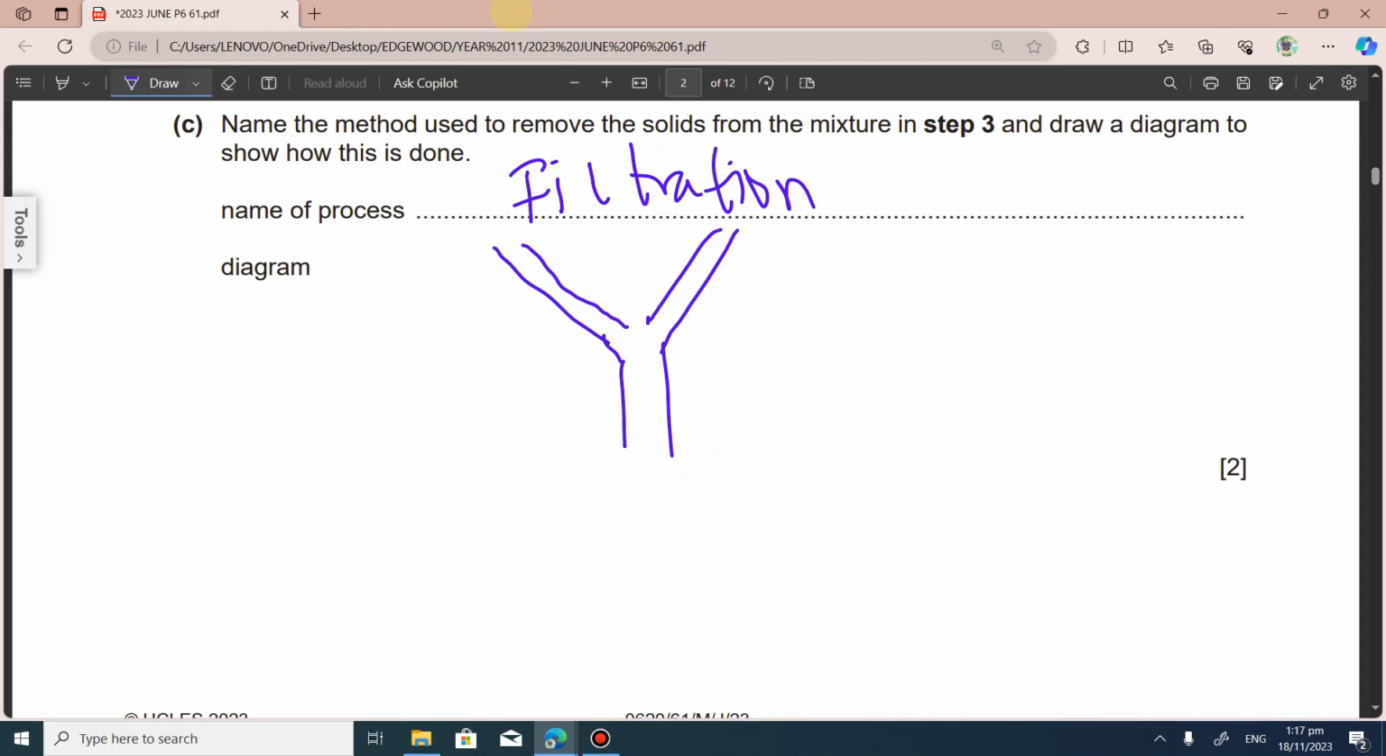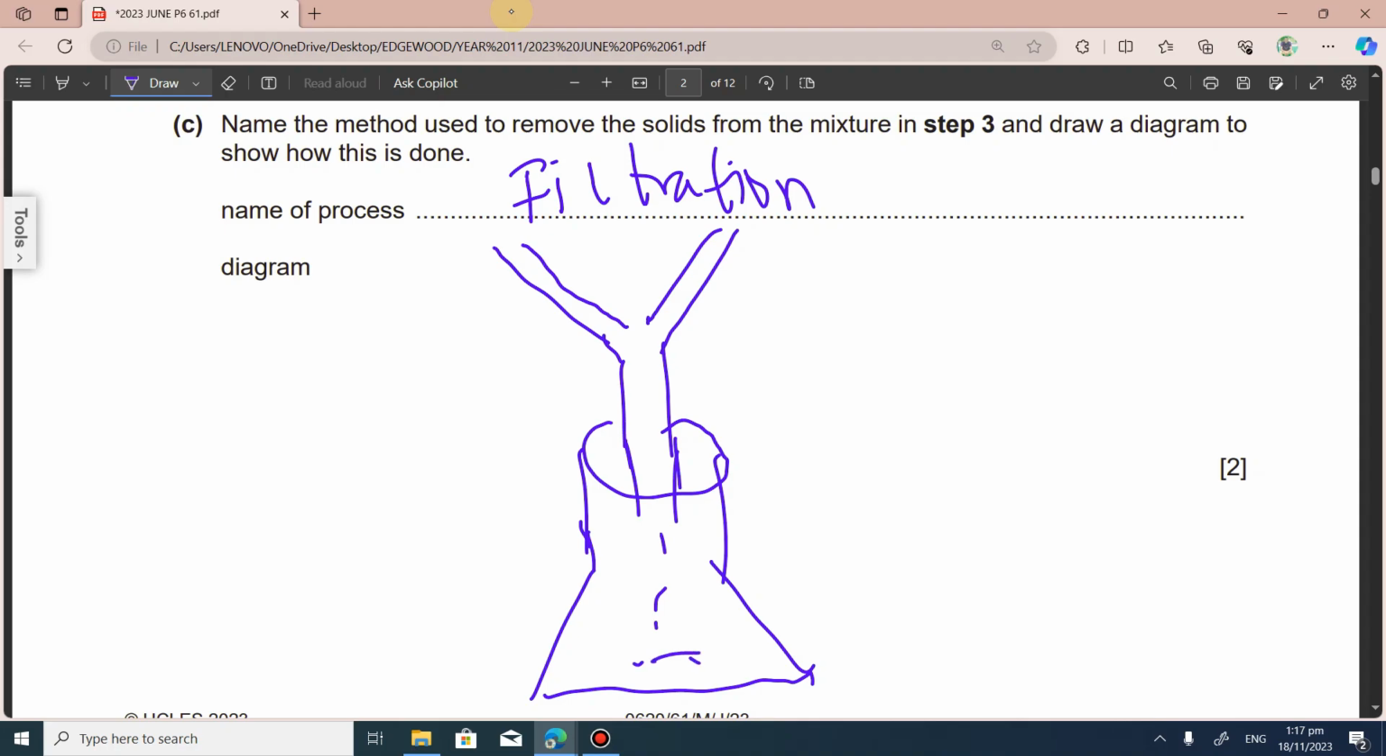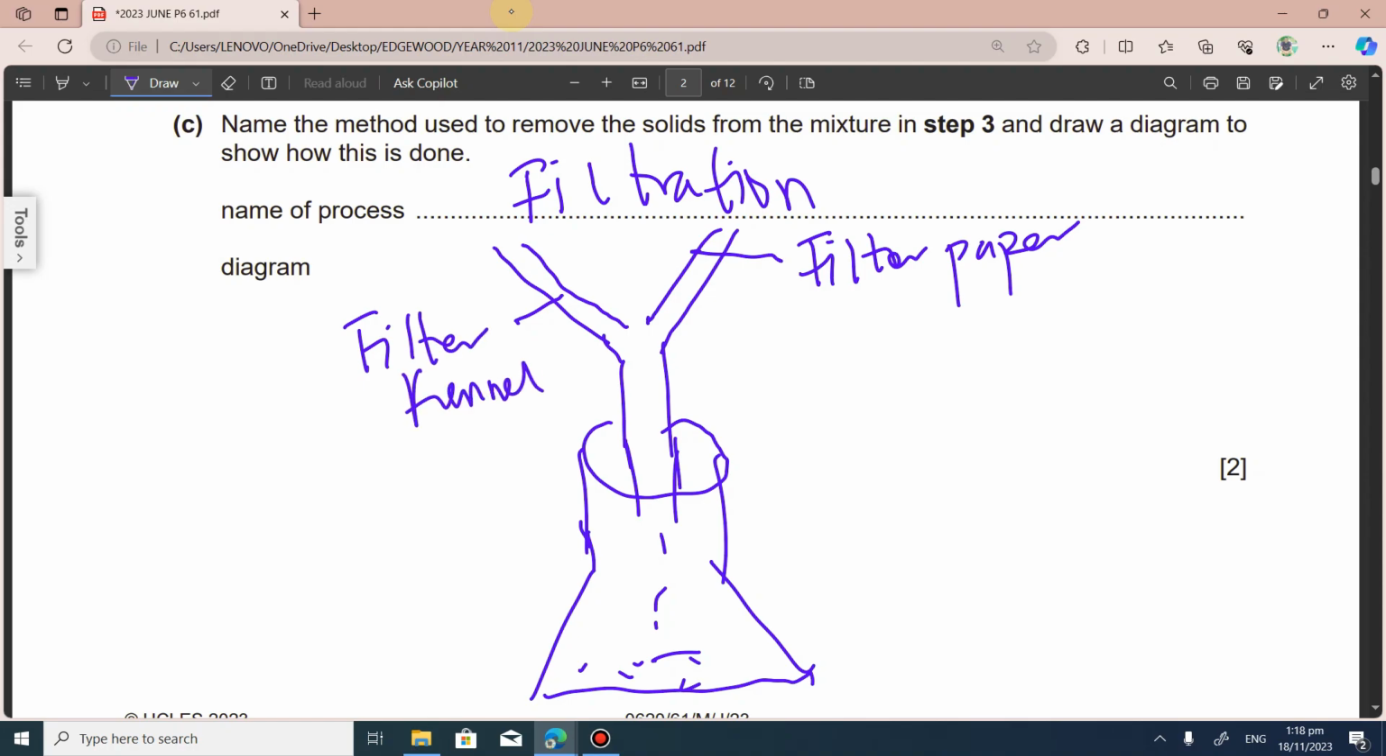The essence of drawing the conical flask is to show that during the process of filtration, it needs to be collected into something. When the process of filtration occurs, certain things go in through this filter paper. So this is the filter paper, all right? And this particular part of it is the filter funnel.